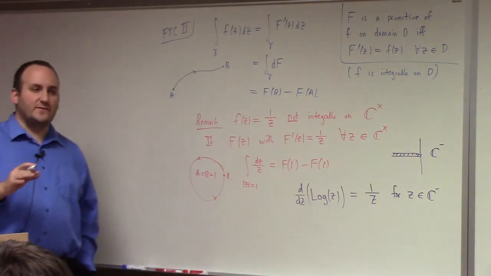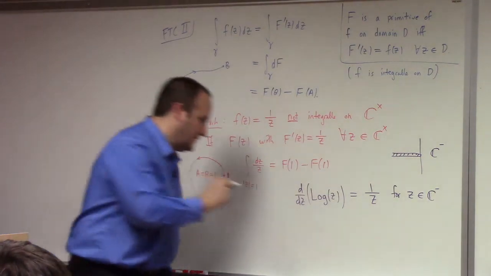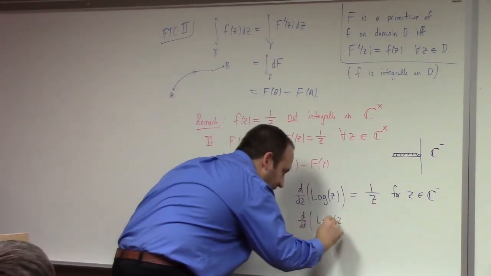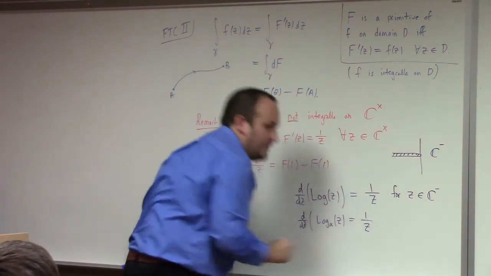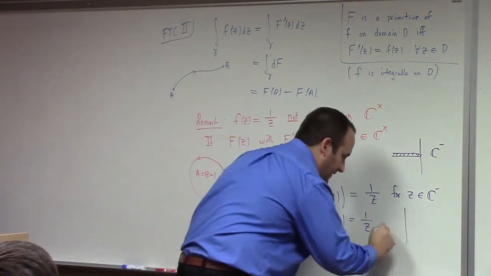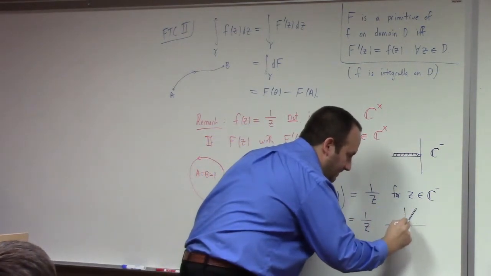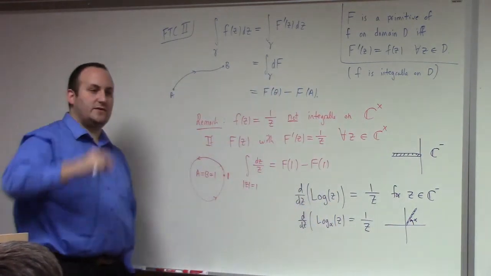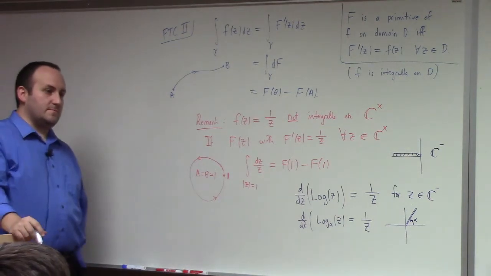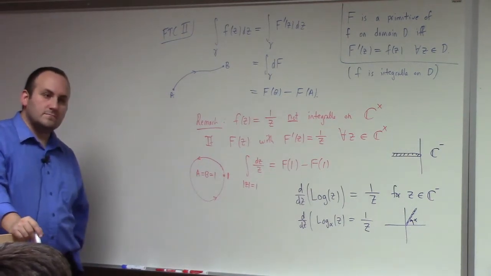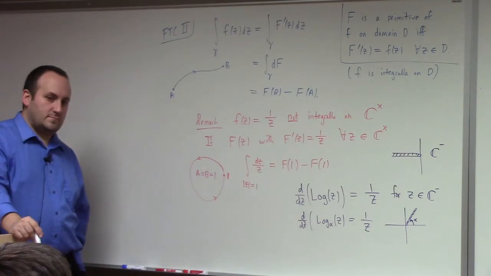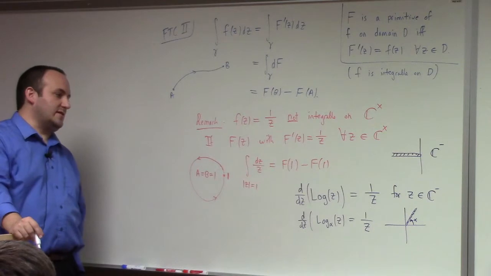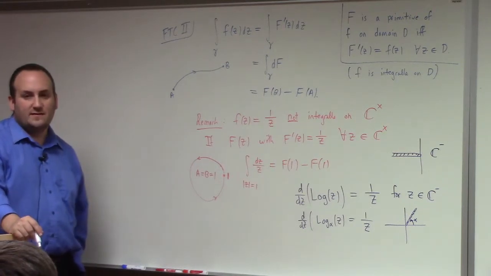And I could find other antiderivatives. I could do d/dz of log sub alpha of z is 1 over z. I could take some other branch of the logarithm, and that could be for omitting, say, the alpha ray. Losing the alpha ray. But there's always some ray that you lose. And that's why there's a 2 pi.